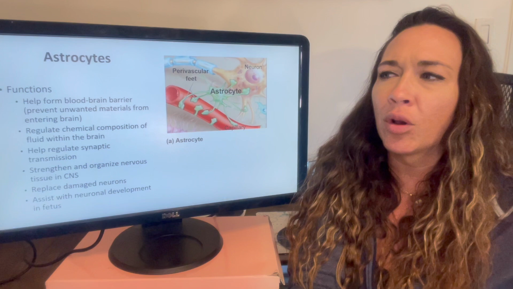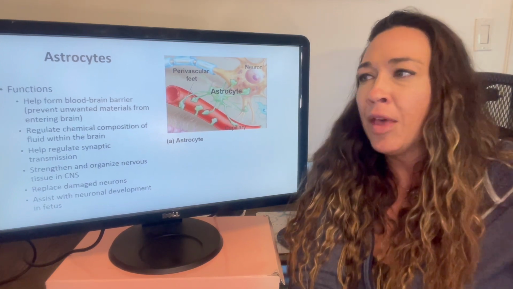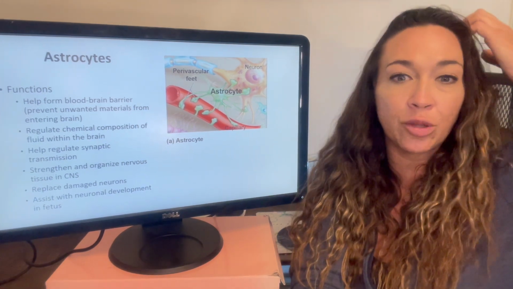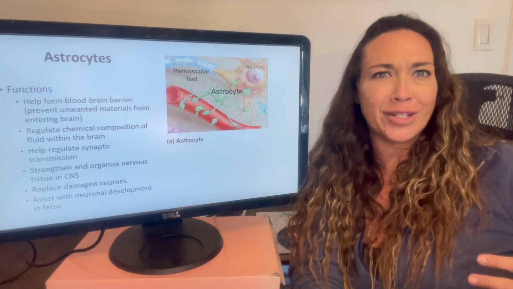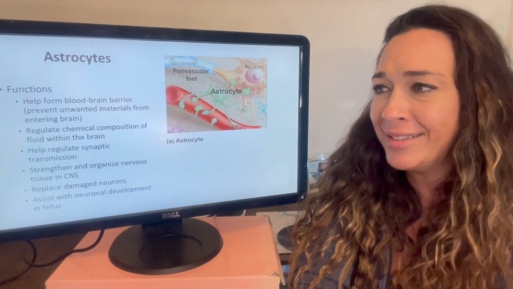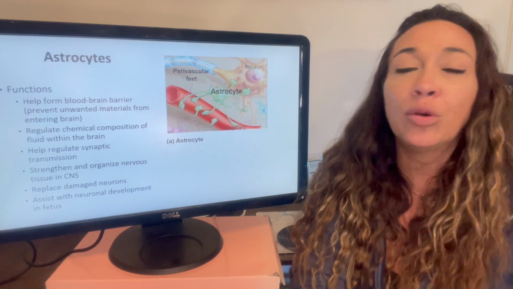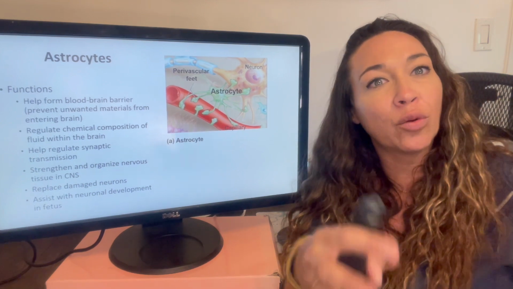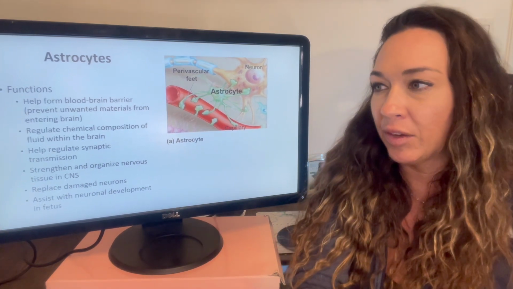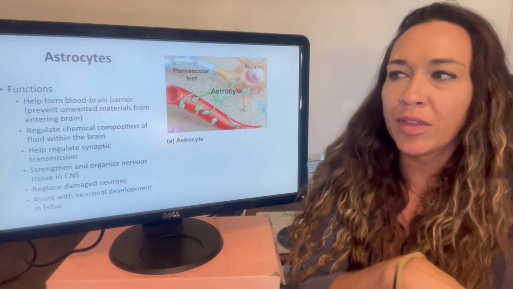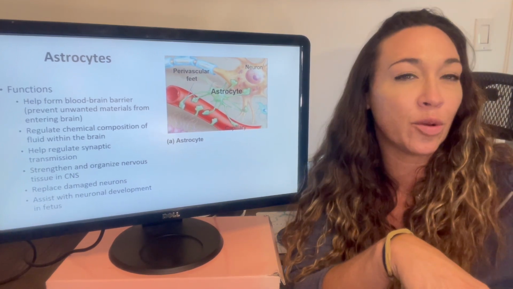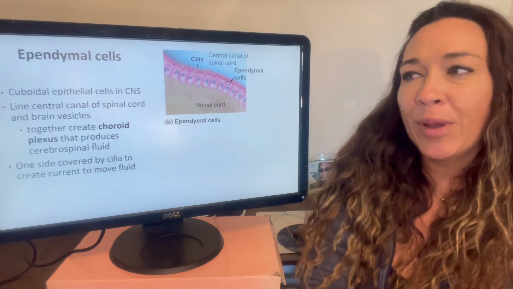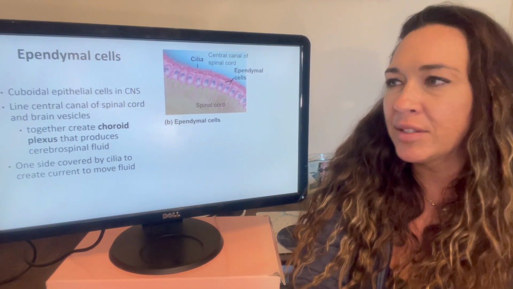They regulate chemical composition within fluid within the brain. They help to form the blood-brain barrier, which basically prevents any unwanted material from getting into the brain. If we don't want any unwanted material getting into our system, we certainly don't want it getting into our brains. We also help with development when we're a fetus. So these guys are also helping in the actual development of the original neurons that we get while we're developing before that all stops. And they really do help to strengthen and organize nervous tissue in the CNS. They're basically keeping everything running properly. Very important. Next up, we have the ependymal cells.